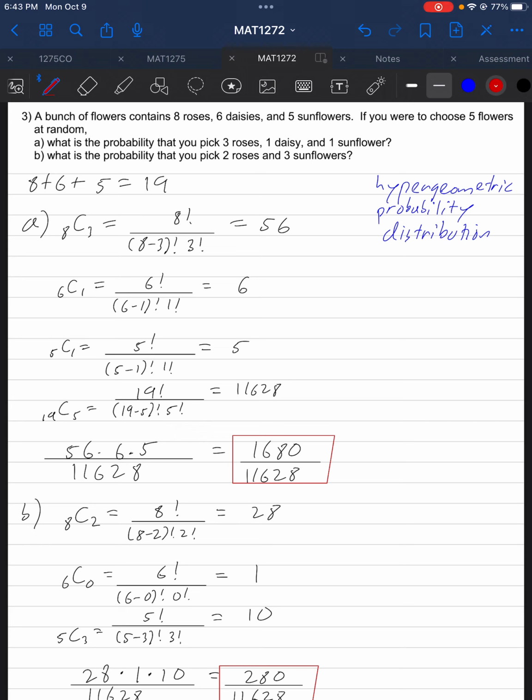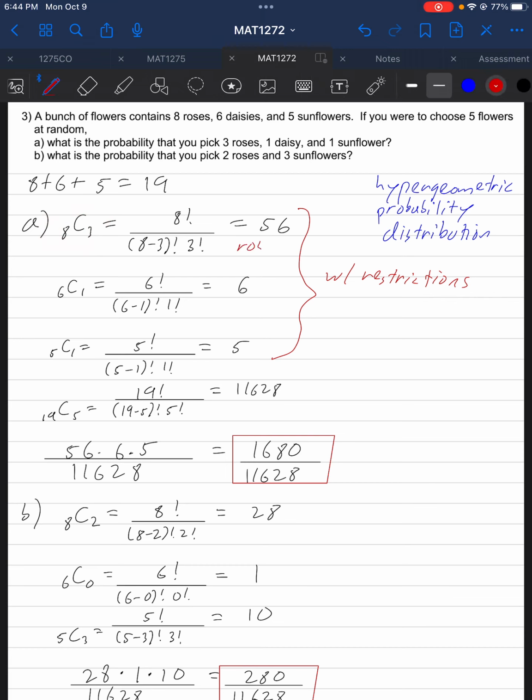Now what we're going to do is basically count the number of ways we can do each of these scenarios. So that is choosing our 5 flowers with these restrictions. And since they're broken up by group, that means we're going to calculate them by group.